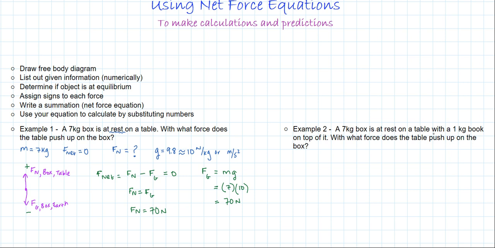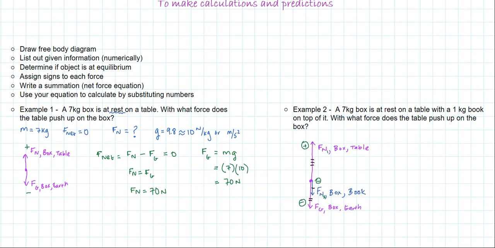A 7-kilogram box is at rest on the table, but it's got a 1-kilogram book on top of it. With what force does the table push up on the box? So let me go ahead and first draw my force diagram and put my signs on the object. So there we go, and that's actually just copied from video 2, I think it was.